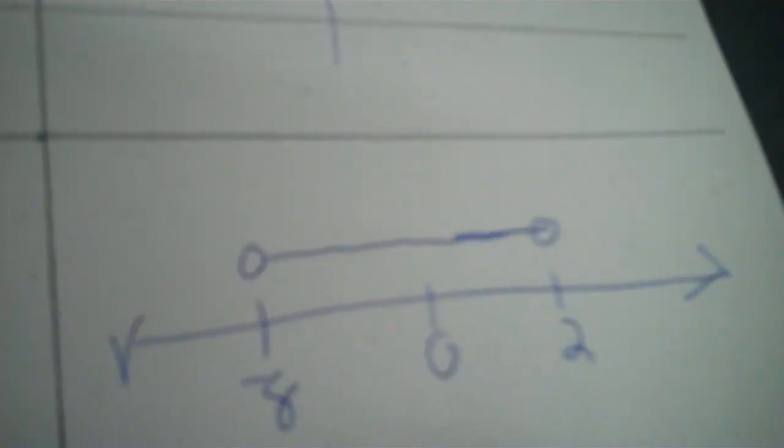So what happens is they combine, and when they combine I put x, negative 8 on one side, 2 on the other. The highest number has to be eaten, and then the x gets eaten. Okay, so x can be all numbers between those.